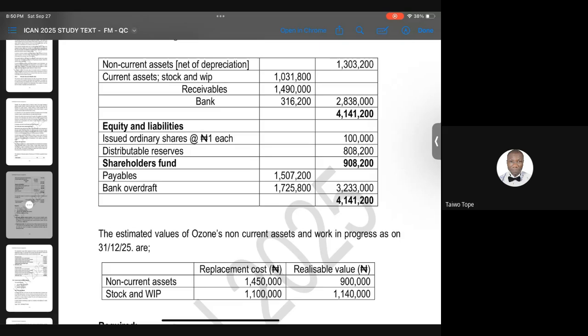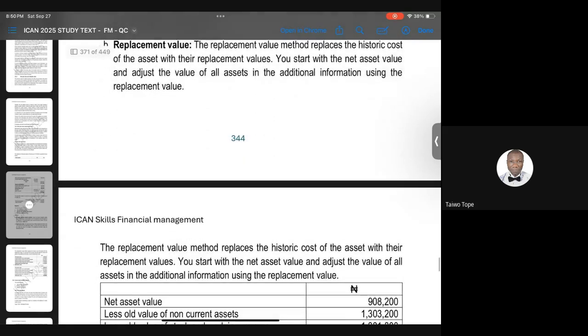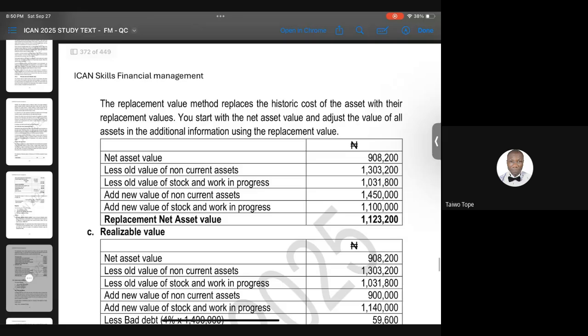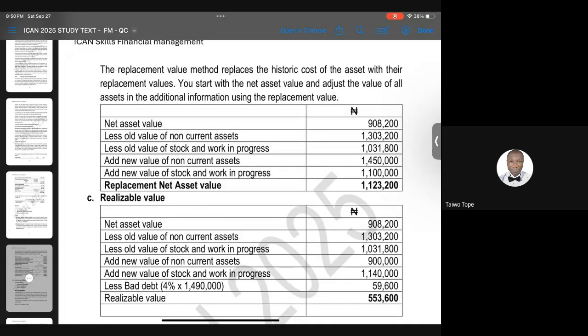So you can take your time to look at this question again, even as you study. Yes, you can see from the solution, the net asset value in terms of replacement: the least old value of stock, less old value of non-current asset. Then you add new value of non-current asset, add new value of stock and work in progress, and you get your answer. So there is not any big deal about this.